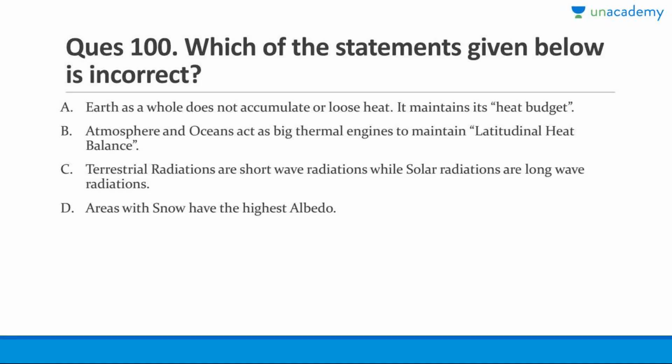Question 100. Which of the following statements given below is incorrect? Earth as a whole does not accumulate or lose heat. It maintains its heat budget. That is why the Earth's temperature remains 15 degrees Celsius on average.